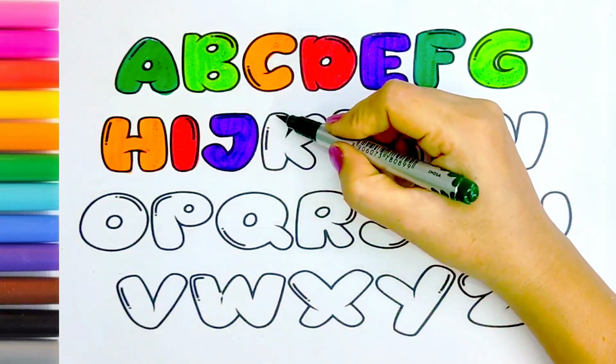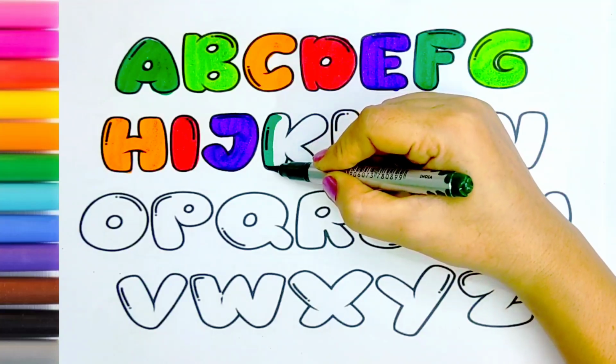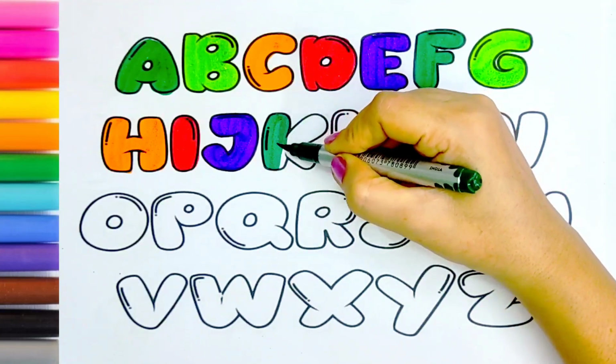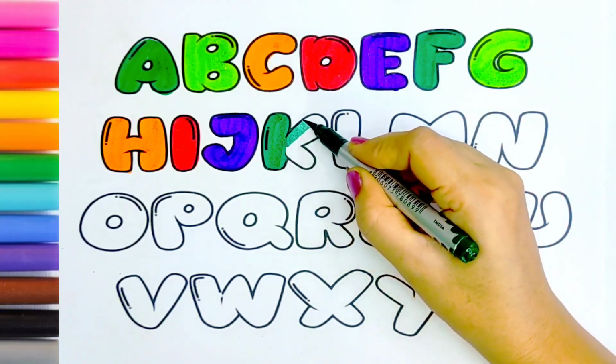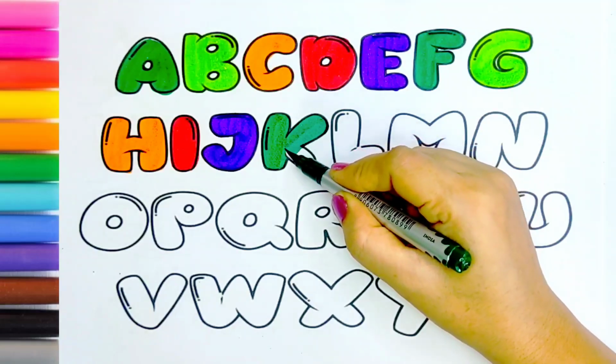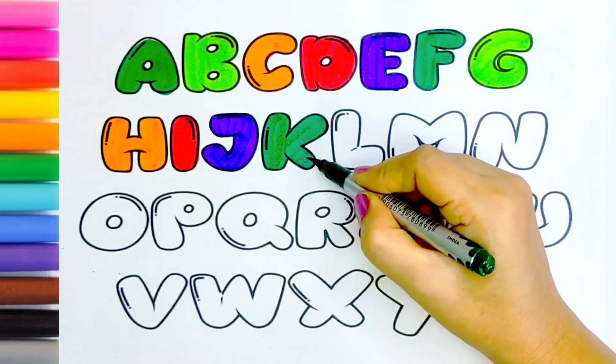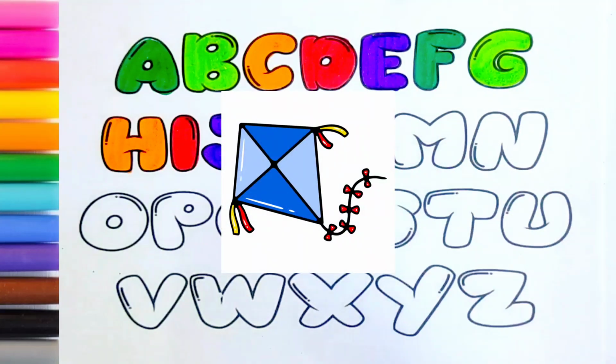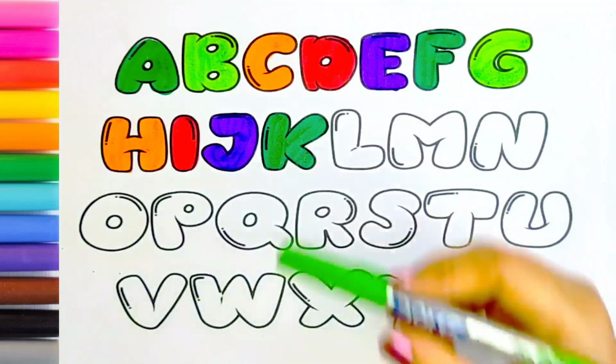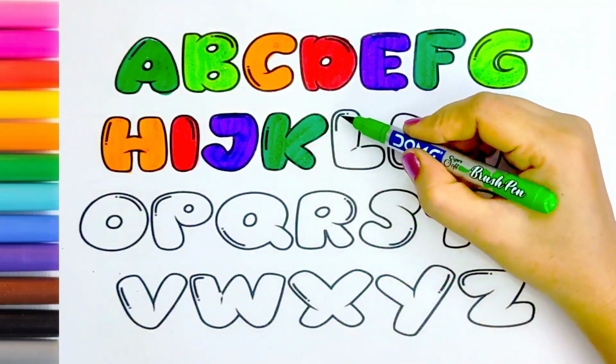Dark green color K. K for kite. K for kite. Light green color L.